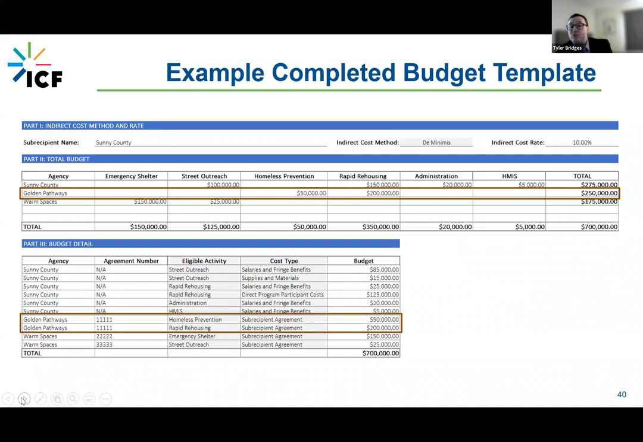Since this agreement is for $250,000, the indirect rate of 10% will only apply to the first $25,000 of this subaward, resulting in up to $2,500 that Sunny County can charge as indirect costs for this subaward.